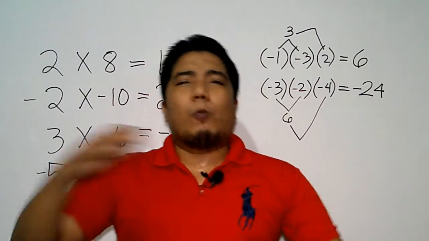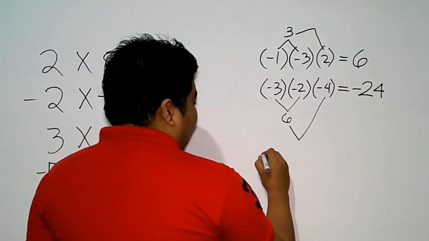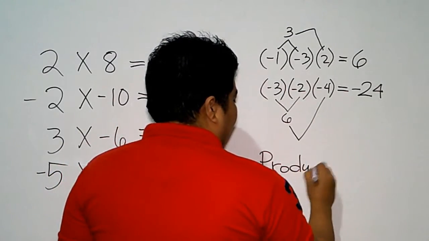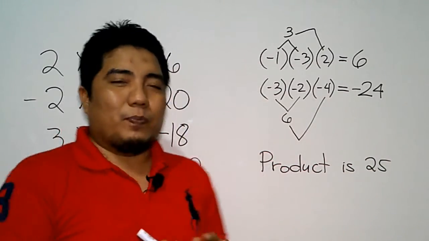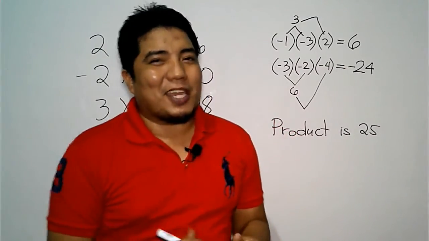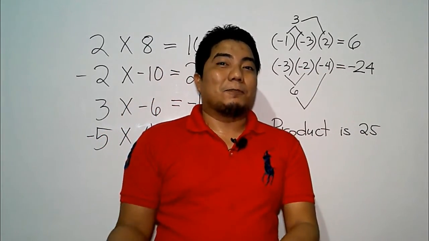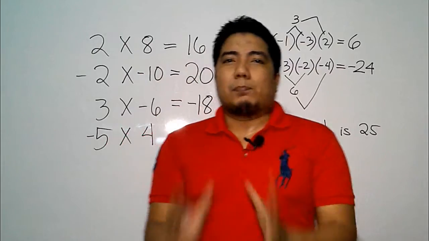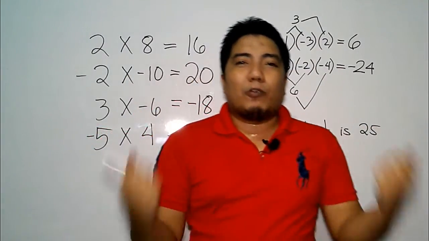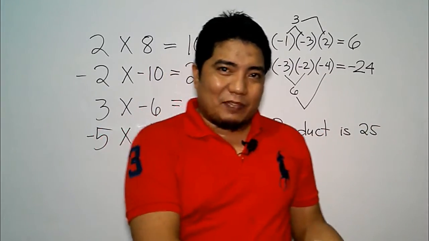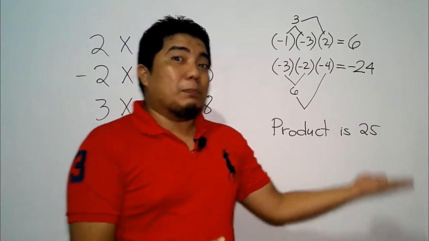So, if we go back to the reverse idea of this one, what if our product is 25, positive 25? What could be the factors? Now, this is a reverse way of knowing the factors from the product. Remember, if the product is positive, it could either be two factors that are both positive or two factors that are both negative. So, what are the possible factors in which the final answer is positive 25?